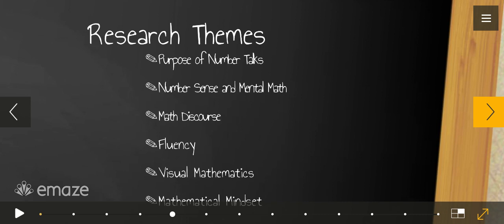The last thing that I looked at was mathematical mindset. A mathematical mindset, according to Jo Boaler, is an active approach to mathematical knowledge where students know it is their job to understand and make sense of problems.